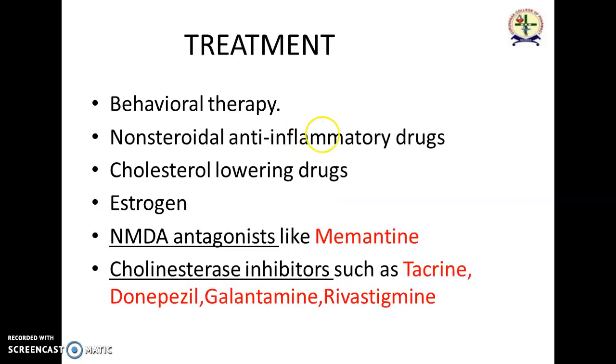Now let's move to its treatment. Alzheimer's disease occurs due to the decreased level of neurotransmitters, particularly acetylcholine. Acetylcholine level decreases in Alzheimer's disease. So that's why the treatment which is available is these two major agents, that is NMDA antagonists and cholinesterase inhibitors. There are other behavioral therapies also available, but these two play a major role in treatment.